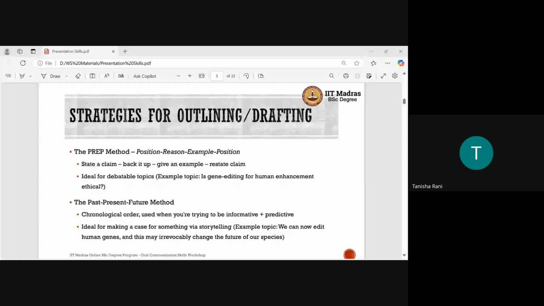Yes, ma'am. Sometimes, ma'am, there can also be other topics like, should there be capital punishment? That is also a debatable topic. Sometimes you get very debatable topics. We don't always have agreement concerning these topics. Rather, we only have perspectives. So you state your perspective, give reasons, give a few examples, and then restate your position. Okay? This is the PREP method.